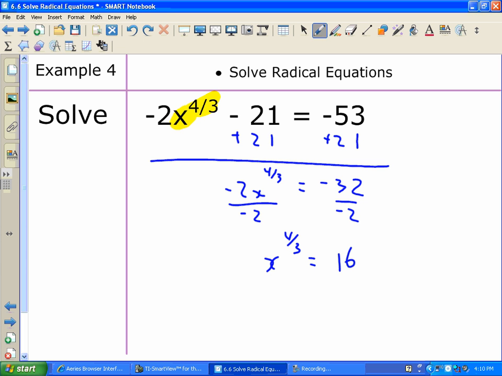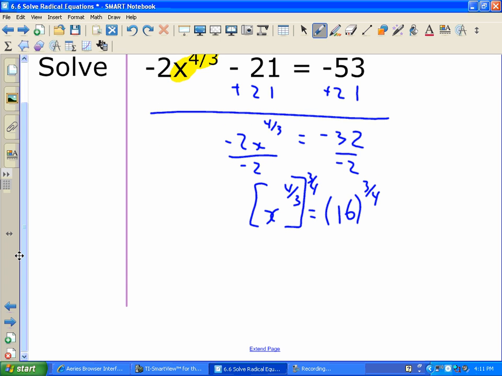At this point, I'm ready to get rid of the exponent of 4/3. I will introduce an exponent of 3/4 to both sides of this equation. On the left-hand side, we'll simplify to x. Again, when I distribute, I get 1. Notice that I'm raising it to the reciprocal. This now becomes the 4th root of 16 cubed.